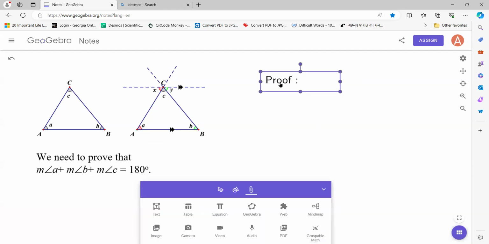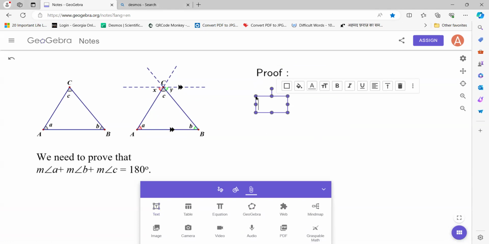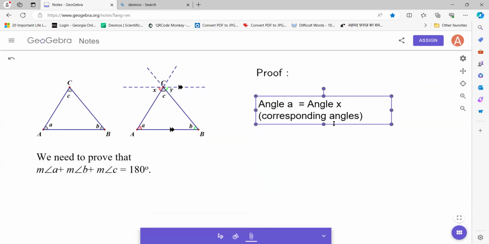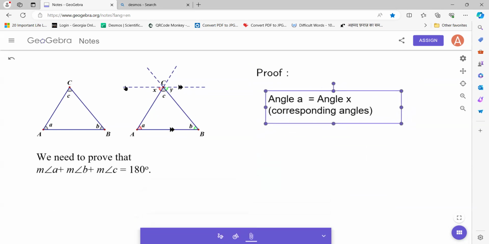And what's my proof? Well, let's see. Angle A is equal to angle X. And the reason is they are corresponding angles. Corresponding angles are congruent if those lines are parallel. If this dotted line and line AB are parallel, A and X are corresponding and they're congruent.